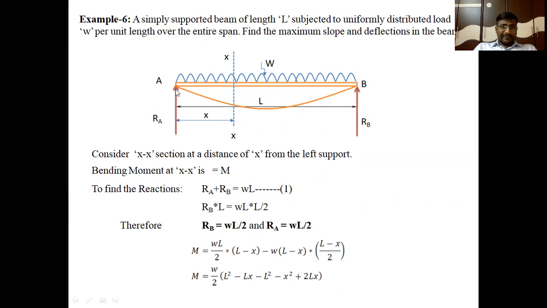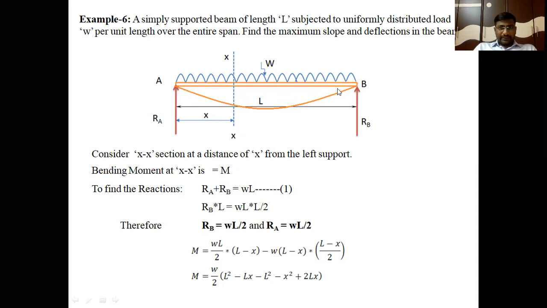So we can write the boundary conditions are at x is equal to 0. What is meant by x is equal to 0? If x is equal to 0 means the section will be considered at support A. If x is equal to L means if the section is considered at support B, isn't it? So therefore x is equal to 0 means support A, x is equal to L means at support B. So at x is equal to 0, which parameter is 0? Deflection is 0. So y is 0, isn't it?